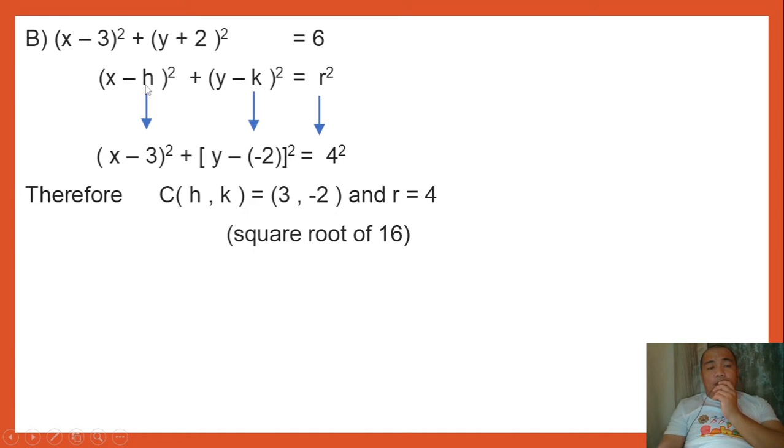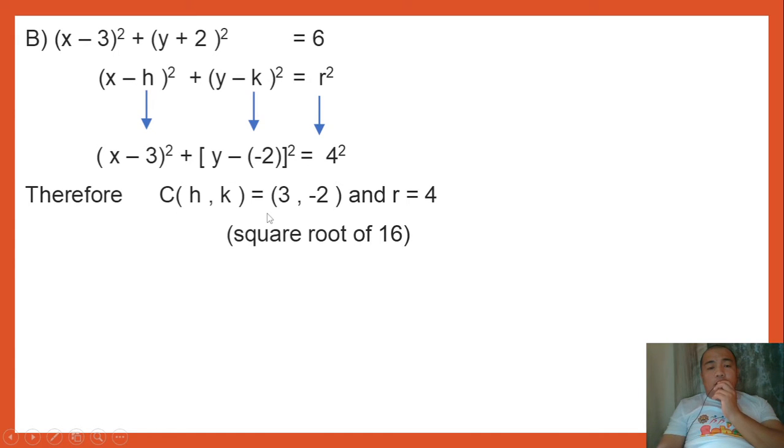Right? X minus h. So, this is written in the form x minus h quantity squared plus y minus k quantity squared equals r squared. So we have x minus 3 quantity squared plus y minus negative 2 quantity squared equals 4 squared. 16 yon. So 4 times 4 is 16. So since positive ito, that means y minus negative 2. Right? So therefore h is 3, k is negative 2.